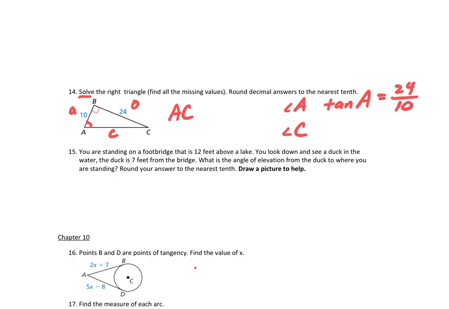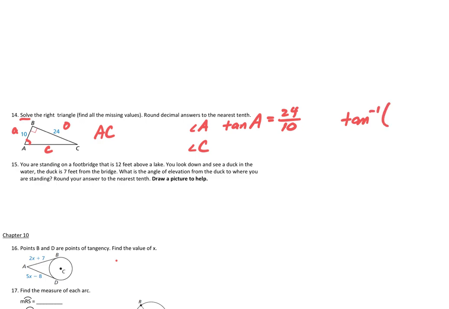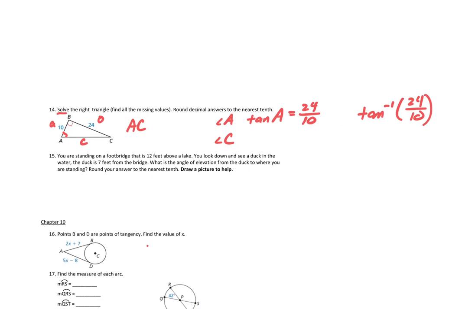We're going to solve for A, angle A, but because we're looking for an angle, this is the one where we have to do the tan negative 1. So we're going to do tan negative 1 of 24. Once again, make sure you remember how to do that in your calculator.